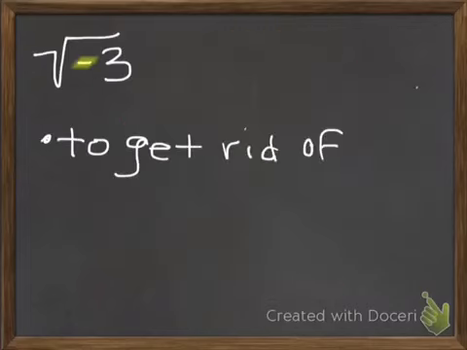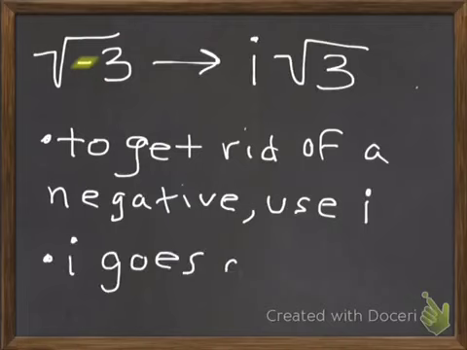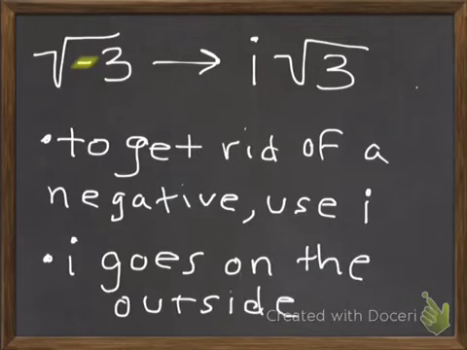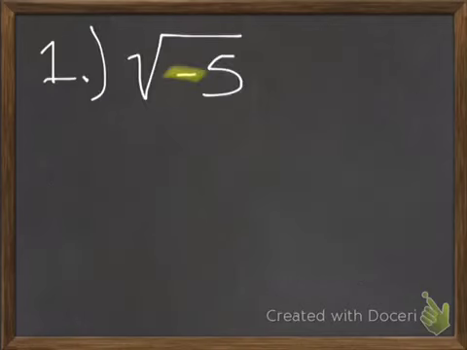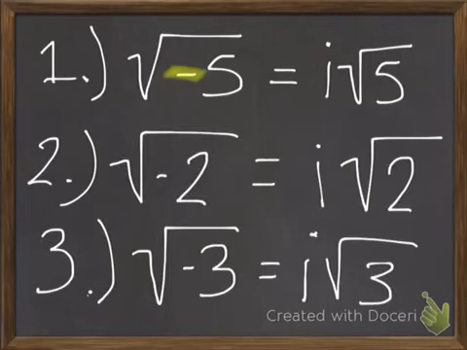To get rid of a negative inside the radical, use I. So in this example, we're going to use radical -3, and that would become I radical 3. I goes on the outside of the radical. Now here we're going to use radical -5, and you would once again move the negative outside the radical, and it would become I radical 5. Same thing with radical -2 and radical -3. Radical -2 becomes I radical 2, and radical -3 becomes I radical 3.